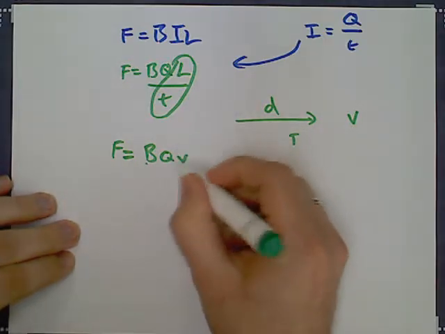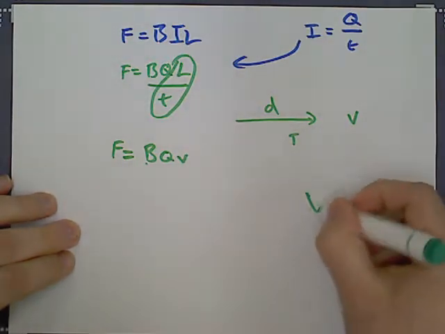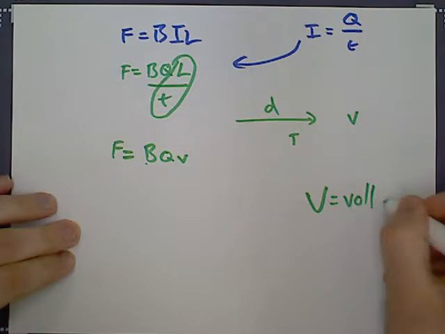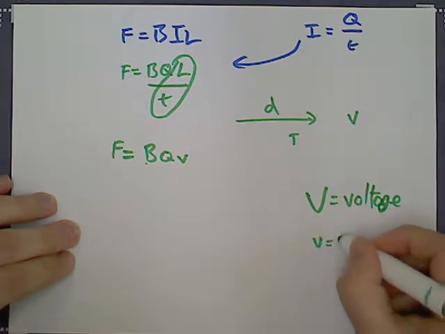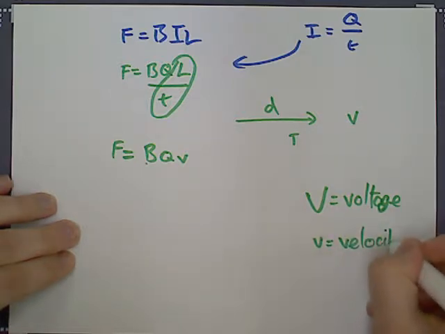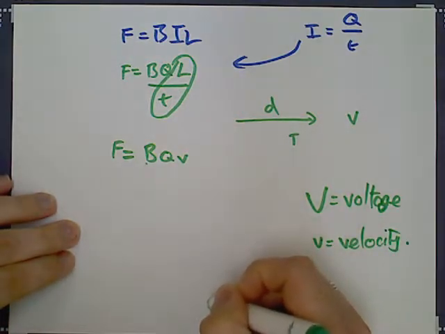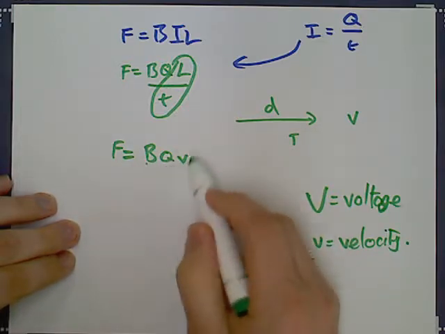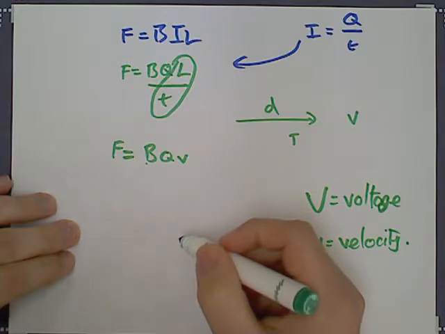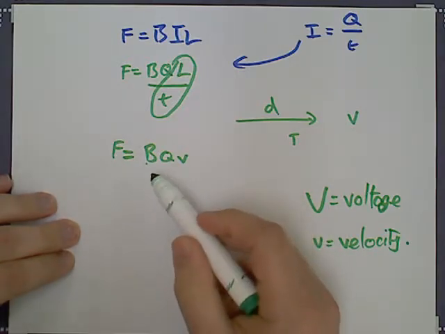Now notice that I've used a little v here. That's because big V is voltage, and little v is velocity. So in this case, it's velocity. Be very sure that you make a good clear annotation of that in your notes.